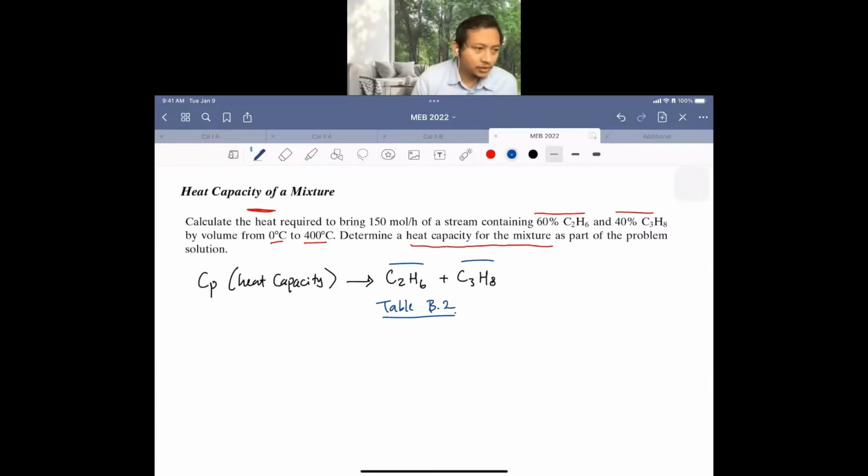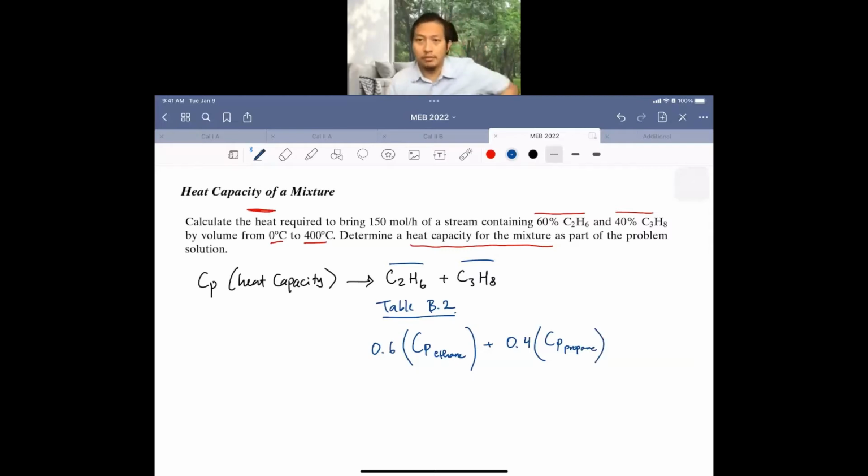You will get some long terms for Cp, but what you are going to do for that part is you will get 0.6 or 60% of the ethane. This will be Cp, let me just write ethane, and then plus 0.4 Cp propane. The Cp is quite long, so you can just take a look at table B2. So basically, you're going to add these two according to the percentage, and this will be your Cp mixture.